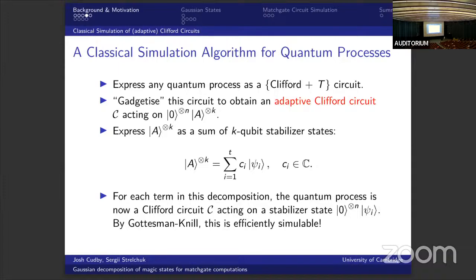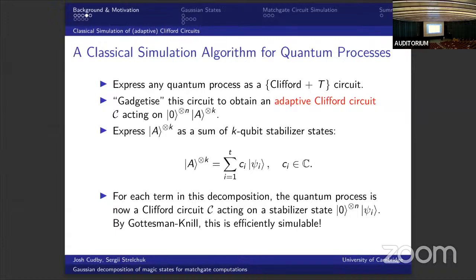And the result of doing that is some circuit C acting on still n copies of the zero ket, but now also k copies of the magic state, where k is the number of T gates in the gadgetized circuit. Now we can imagine expressing this k copies of the magic state in terms of a big sum of k-qubit stabilizer states. Now for each term in this decomposition, if we consider them separately, the quantum process is now a Clifford circuit C acting on a stabilizer state. And by the Gottesman-Knill theorem, which I showed earlier, this is efficiently simulable.